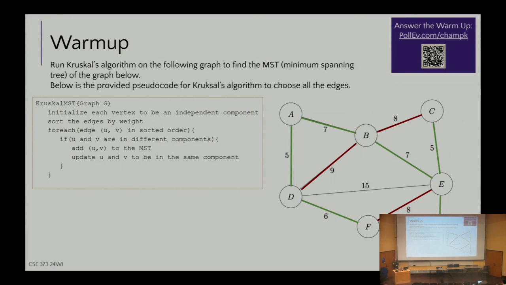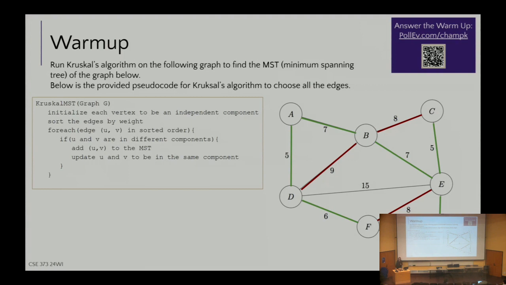Yes, the edge between B and D would create a cycle. B and D were already connected. They were already in the same blob. But because I couldn't remember the order of my animations, the other 9 connects E and F. And so far, F hasn't been connected to anything. So we are going to include it.